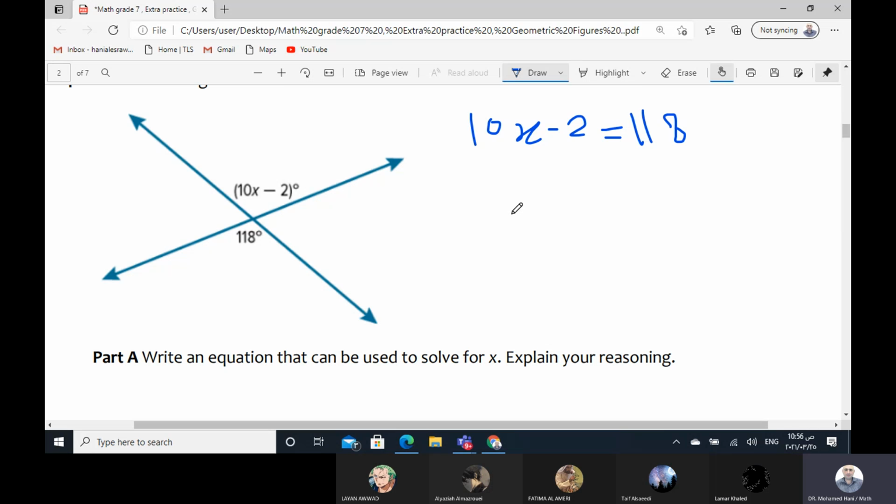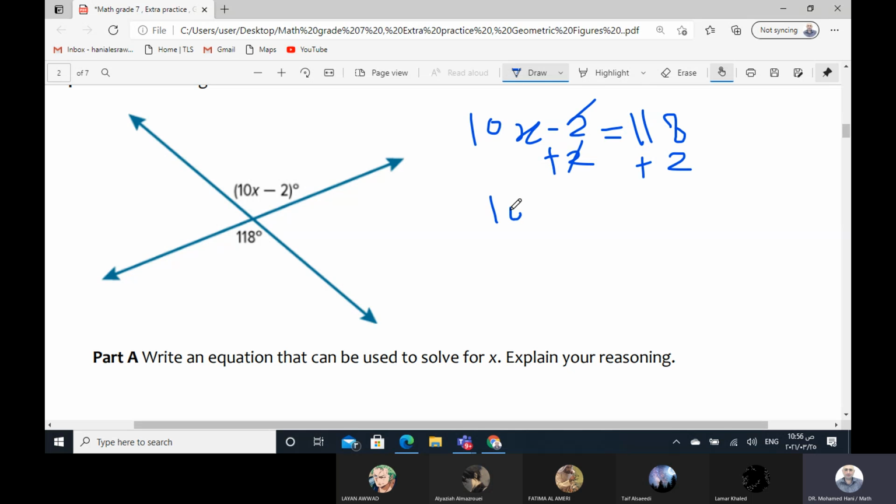Maybe 12. Thank you, Lamar. Who has a different answer? 12. Great, Fatima. Try to remove minus 2 from the two sides, so add 2. Minus 2 plus 2 is 0.